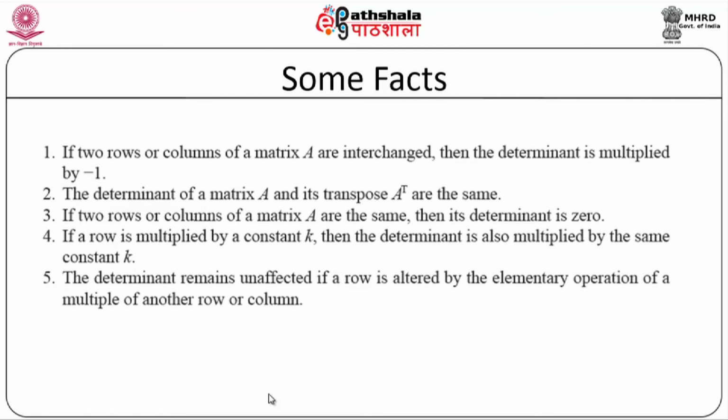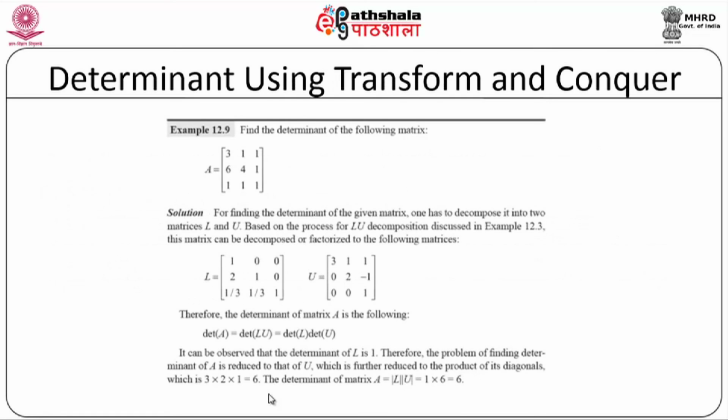These are some of the facts. If I exchange any rows or columns, I have to multiply the determinant by -1. The determinant of matrix A and its transpose are the same. If any two rows or columns are the same, the determinant is 0. If any row is multiplied by a constant k, then the determinant is also multiplied by the same constant. Similarly, the determinant is unaffected if any one row is altered by an elementary operation with another row or column.